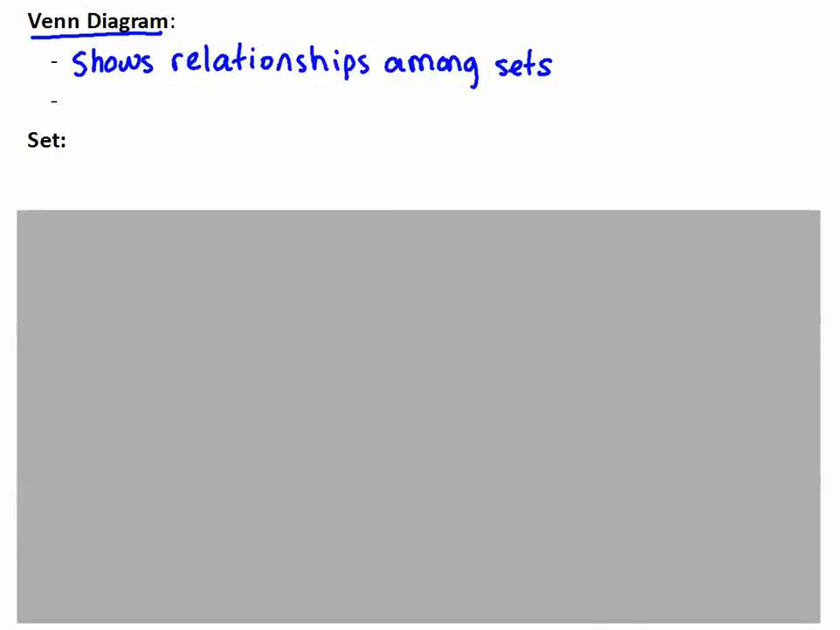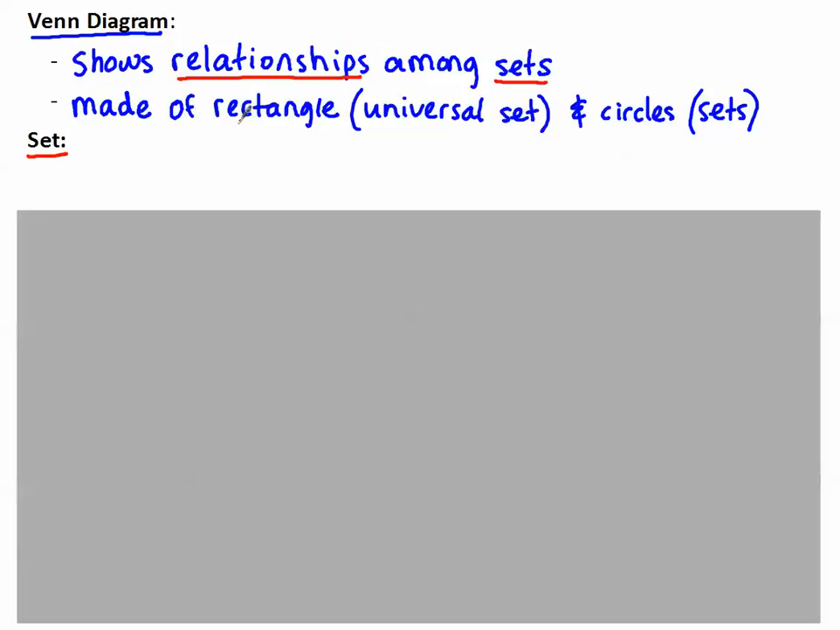Now let's talk about Venn diagrams, a great way to show relationships among sets. A Venn diagram shows relationships among sets. We'll get to what a set is in a moment. What does a Venn diagram usually look like? Usually it's made of a rectangle, which represents the universal set, meaning the all-encompassing, broader, general group, and circles to represent the sets.